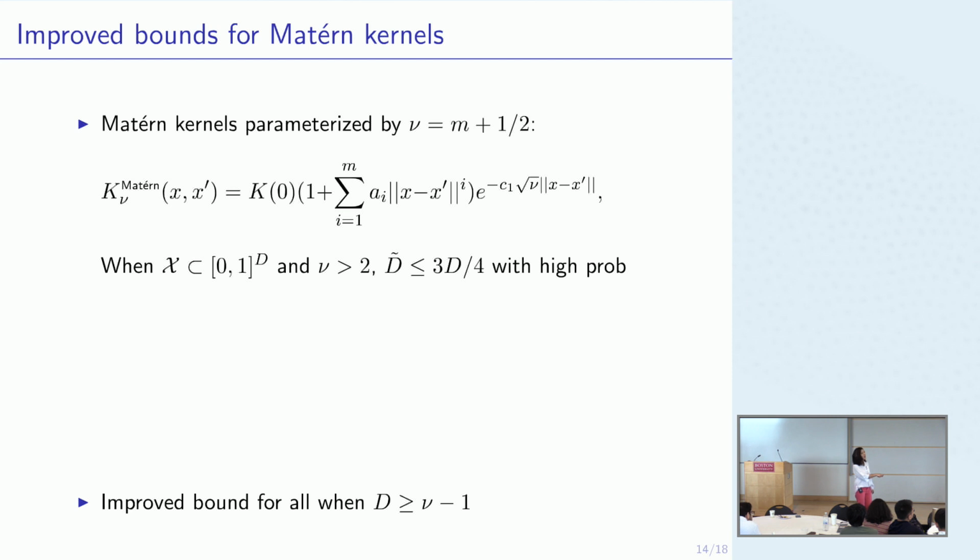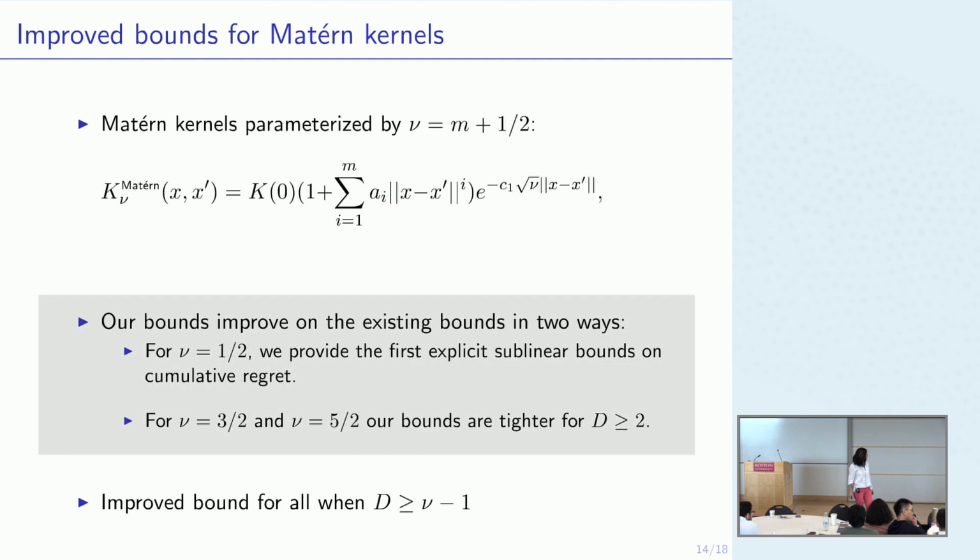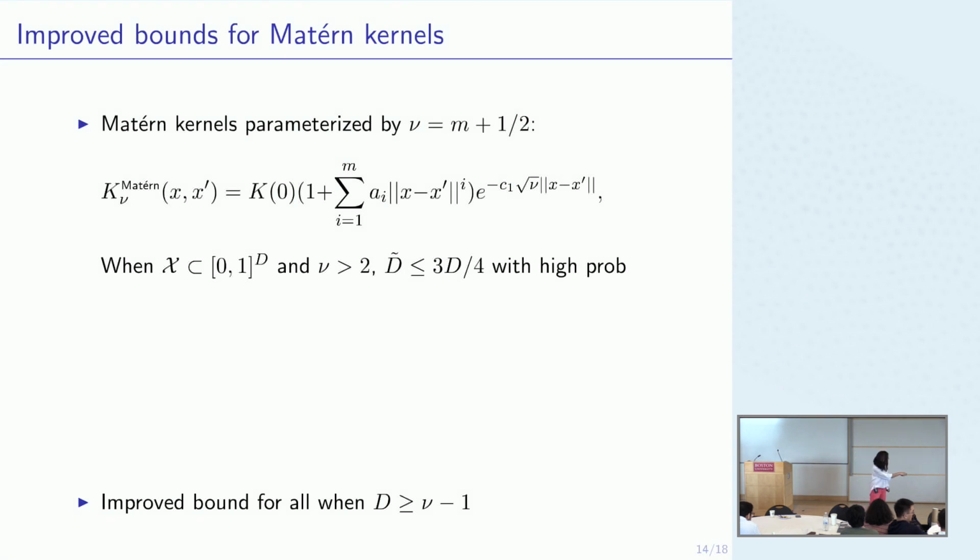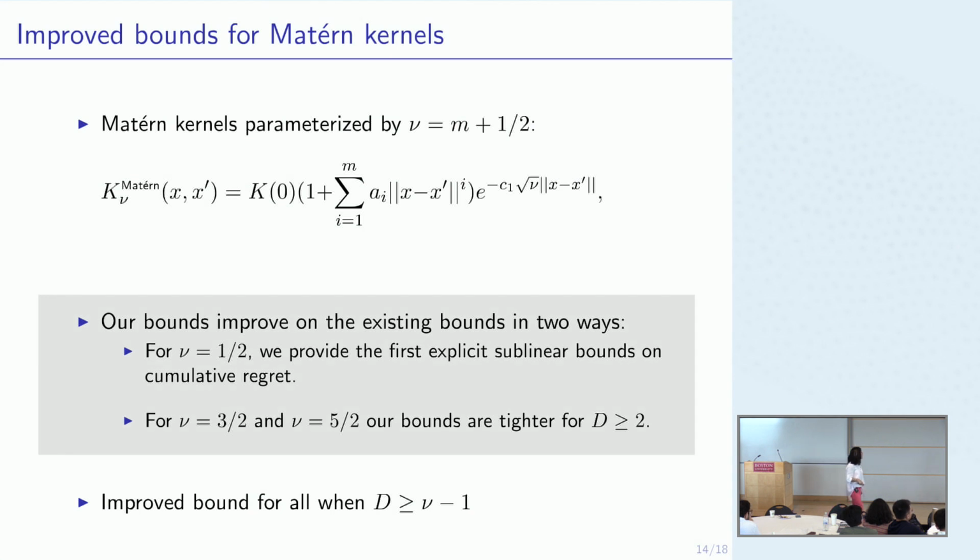So when you're in R^D, for Matern kernels you can get it a little bit tighter. Remember I said D tilde is upper bounded by D. For Matern kernels, you can show D tilde is upper bounded by 3/4 of D. So you can get a free improvement. For the first time also, for nu equal 1/2, which is the exponential kernel, we have the first sublinear regret bound, because this is a simpler structure. And as I said, for nu equals 3/2 and 5/2, for d greater than 2, you have an improved bound.